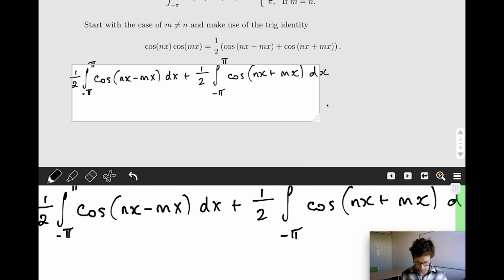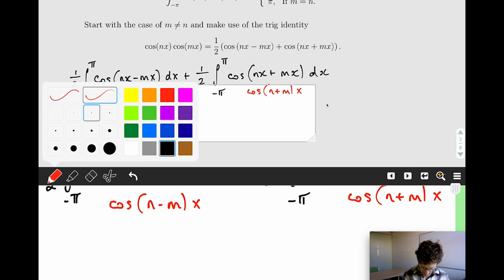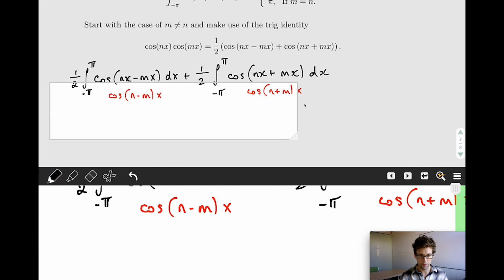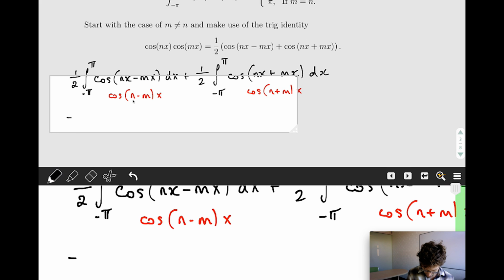Now, we've got cosine nx minus mx, so we can think of that as cosine times a frequency x, and we can think of this as cosine a frequency x, and so I can take the integrals of those things, and I don't have to worry about n minus m being equal to 0 because n and m are different from one another. So this thing is going to be equal to a half.